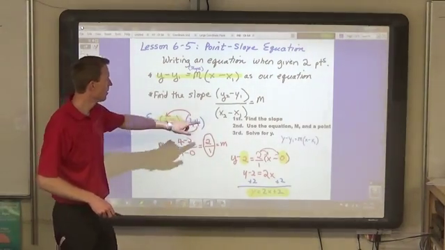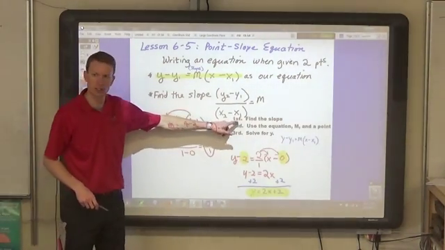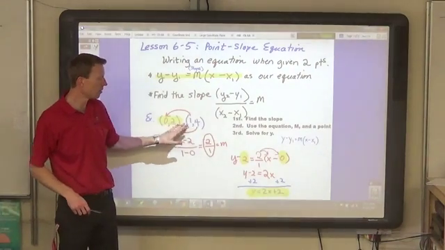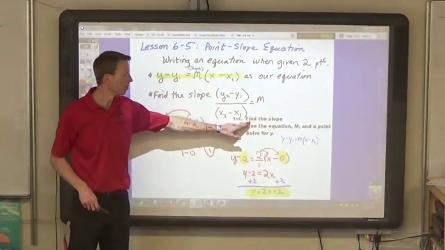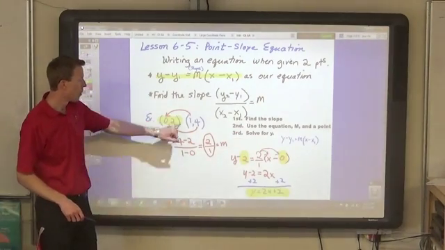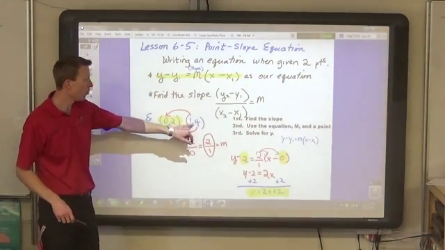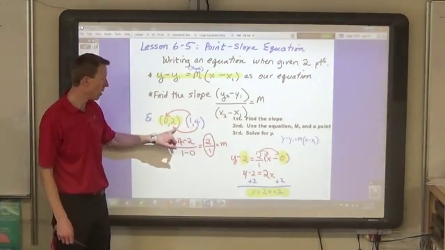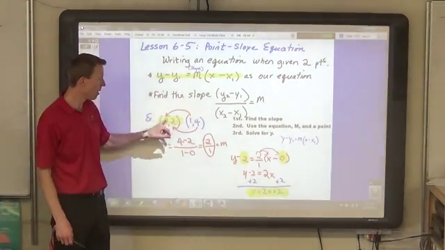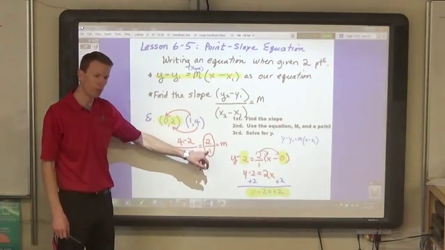So first, look at this procedure. It says first, if you're given 2 points, find the slope. Okay? So, if you have 0, 2, and 1, 4, you find the slope. 4 minus 2 over 1 minus 0. The slope is 2 over 1.